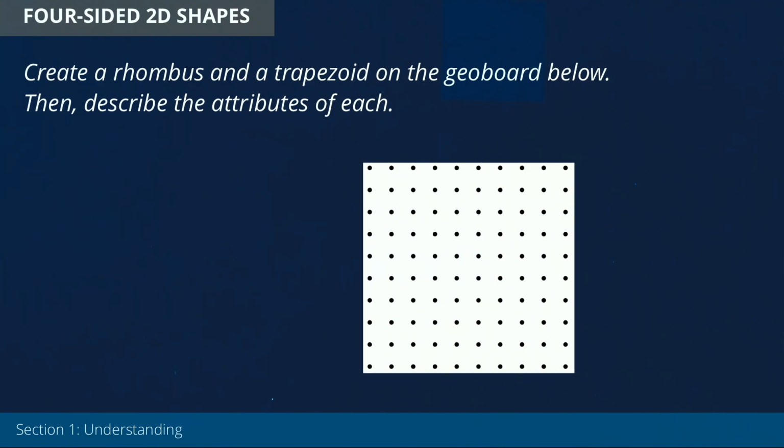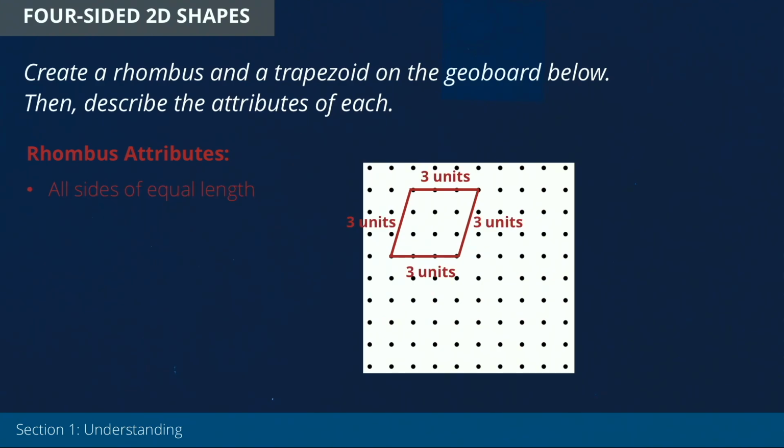Now one of the things that we can do to help students understand different quadrilaterals is we can ask students to create these shapes. Maybe we can use a geoboard, either a digital geoboard or an old school hands-on geoboard, and ask students in this example to create a rhombus and trapezoid on the geoboard below, and then describe the attributes of each.